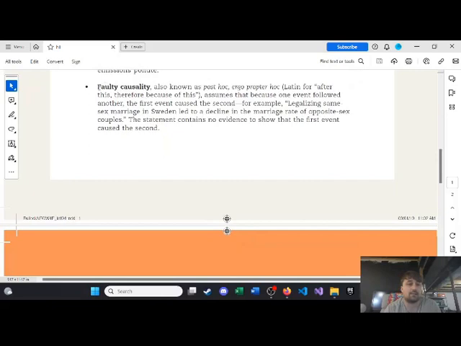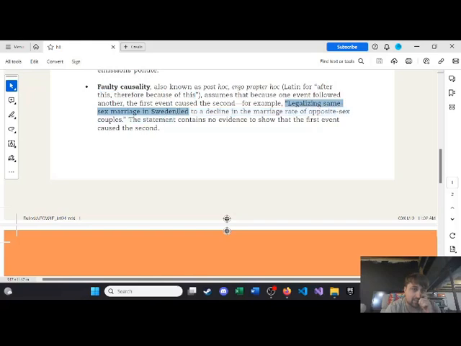Faulty causality. So this is when you assume that events following each other imply causality. So just because one event followed another, the first event caused the second. So we have another way of saying it: after this, therefore because of this. And we know that just because something happened after doesn't mean it happened because of. So let's look at an example.